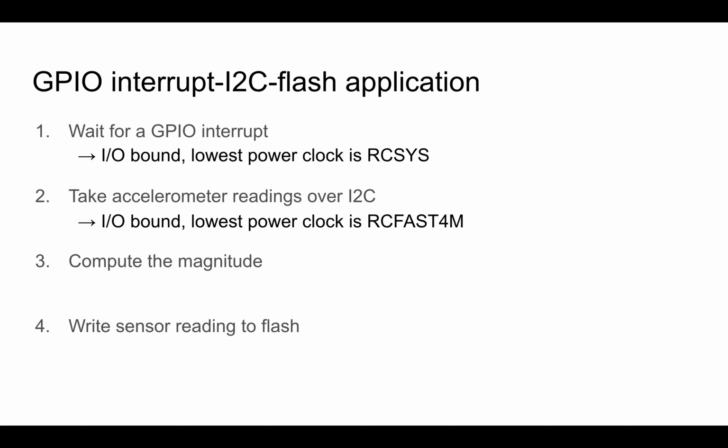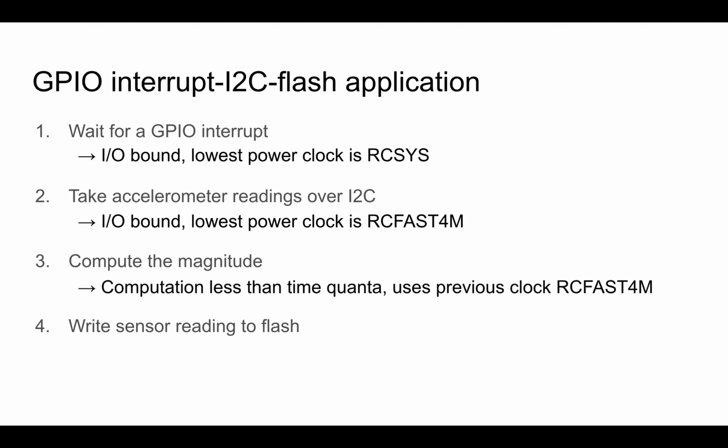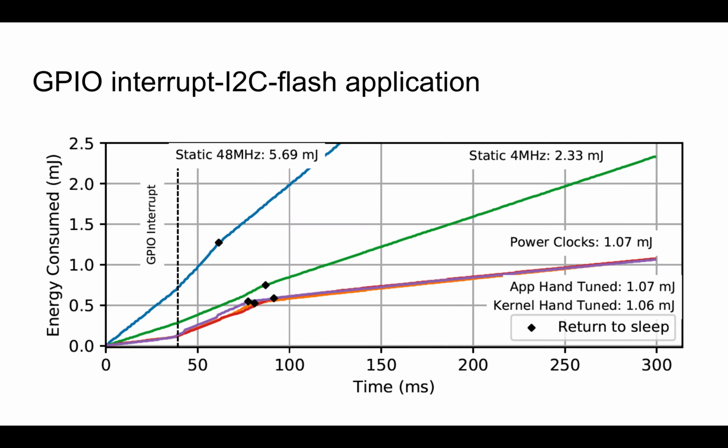Computing the magnitude is a quick operation that takes less than a time quanta, so the clock is not changed to the low energy clock. Writing the sensor reading to flash is an I/O-bound operation and uses a low power clock of RC1M. Dynamically changing the clock provides great energy efficiency gains when waiting for the GPIO interrupt takes a significant amount of time. All dynamic policies therefore perform within 1% of each other and consume 55% less energy than the best static clock choice over a 300 millisecond period.